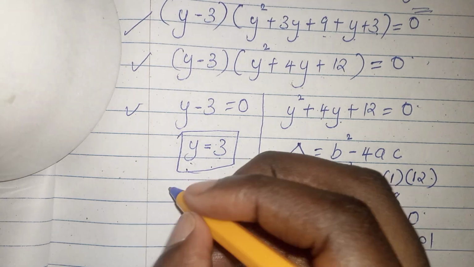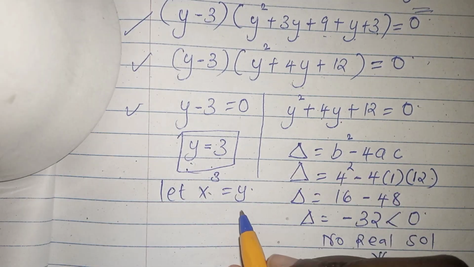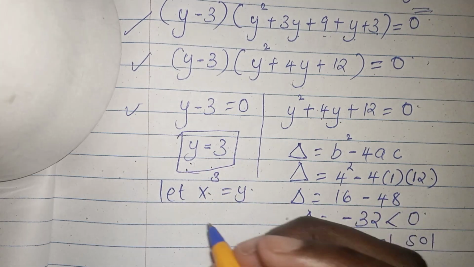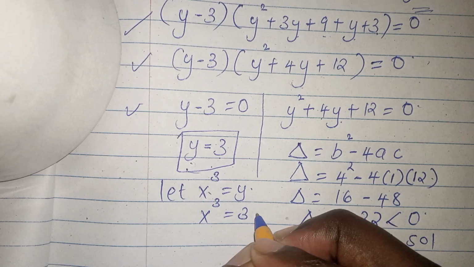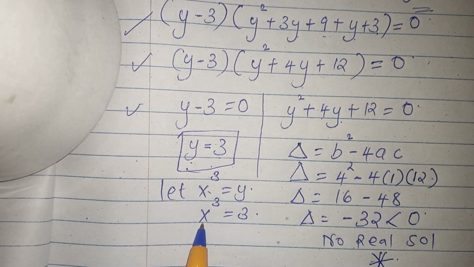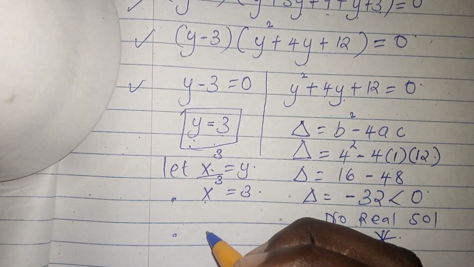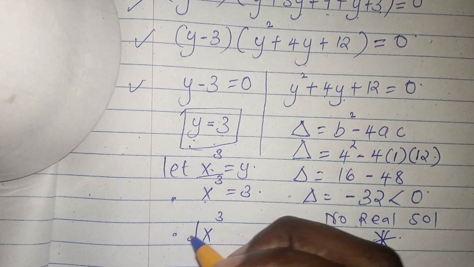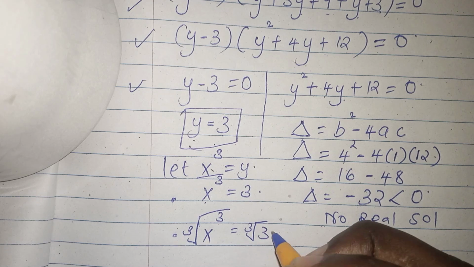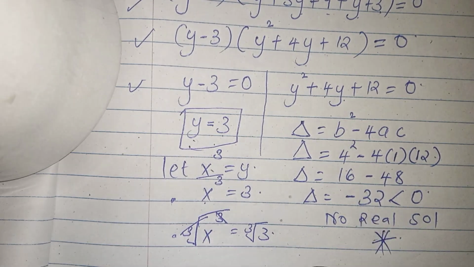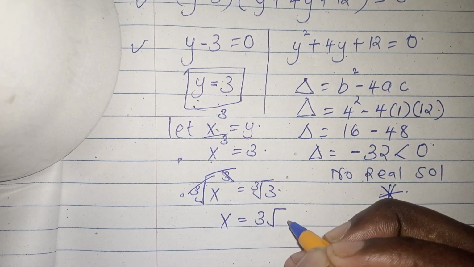But earlier on we had said let x to the power of 3 is equal to y. And we have our y as 3. So this is x to the power of 3 is equal to 3. We want to get now the value of x. So we shall take the cube root of this. So let me write it down here. So x cubed, we are taking the cube root of this is equal to the cube root of 3. So this cube will cancel with the cube root and x is equal to the cube root of 3.